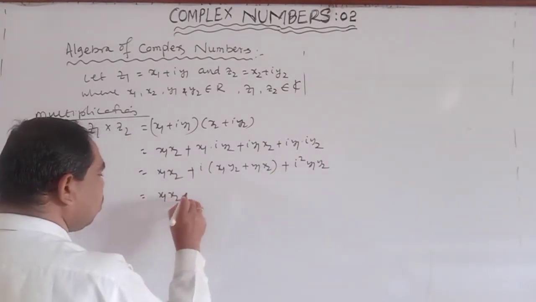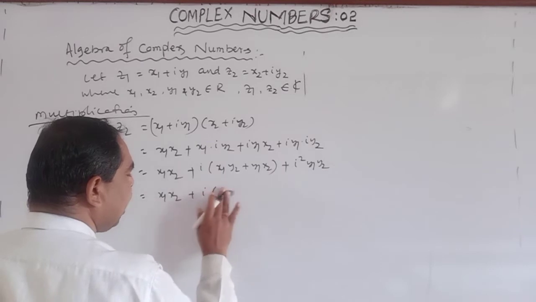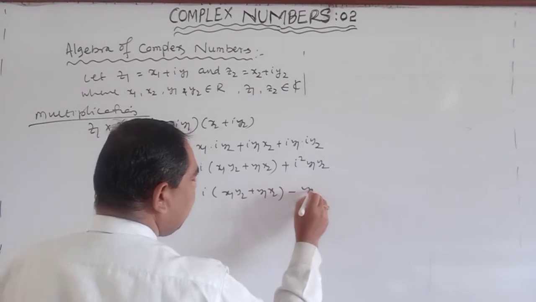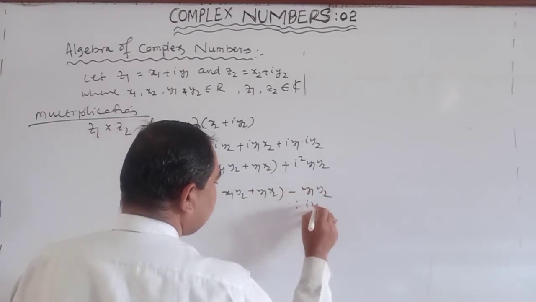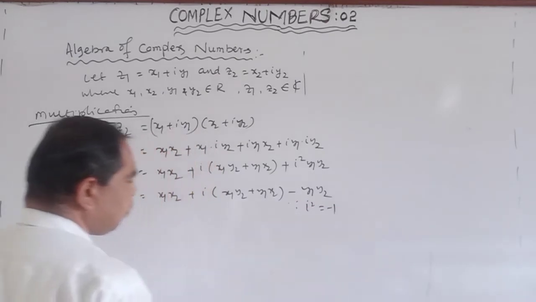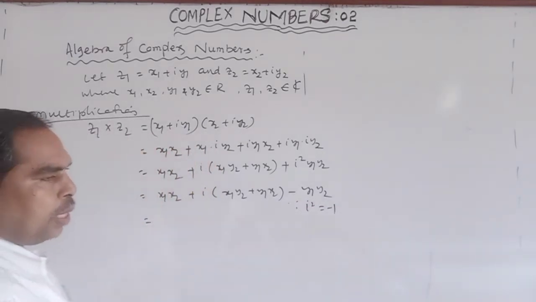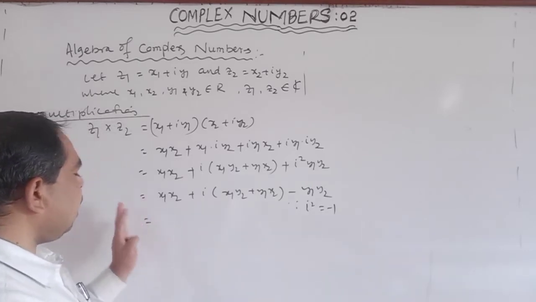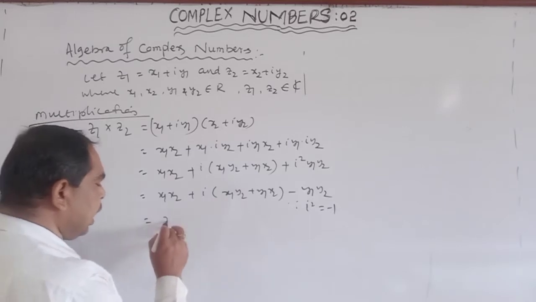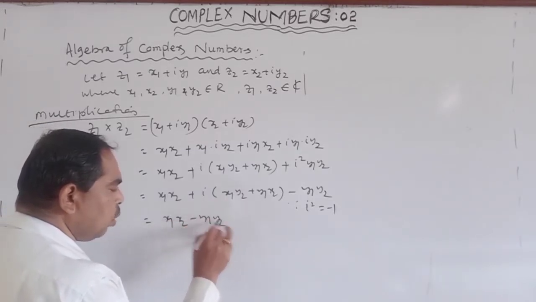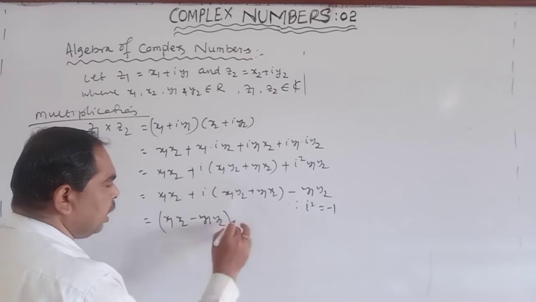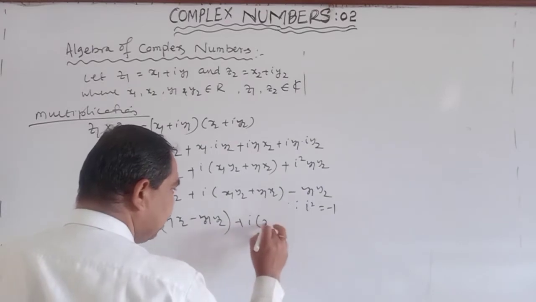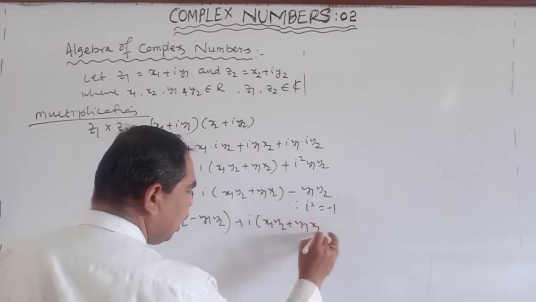This is x1 x2 plus i into x1 y2 plus y1 x2 minus y1 y2, because i square is equal to minus 1. So, keeping all the real part terms on one side, that is x1 x2 minus y1 y2 as one term, this is called the real part, plus i, the coefficient of i is the imaginary part, so i into x1 y2 plus y1 x2.